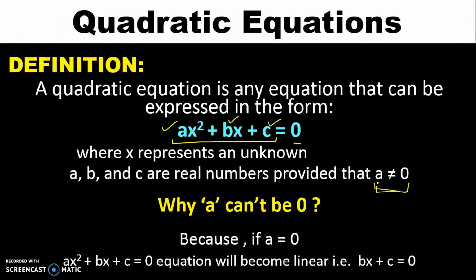Why can't it be 0? Because if a becomes 0, this will become a linear equation, that is bx + c = 0. But remember that b and c can be equal to 0.